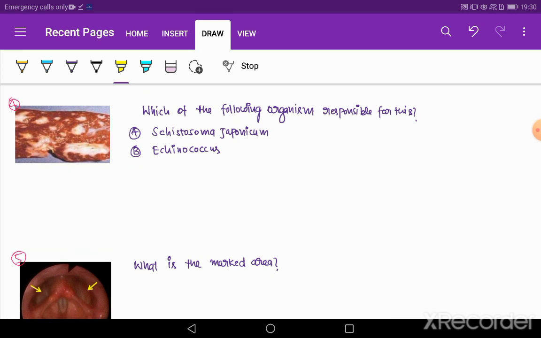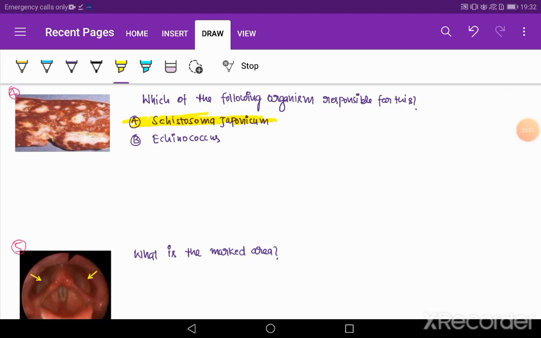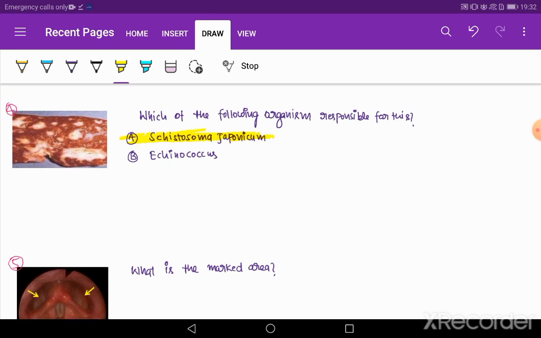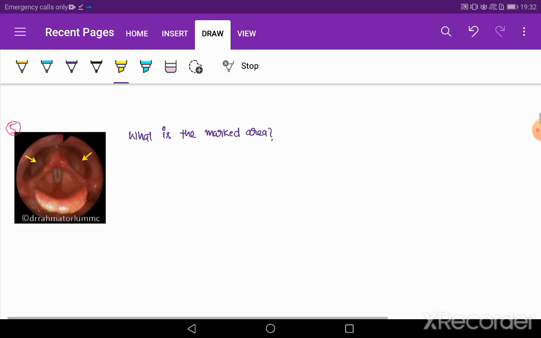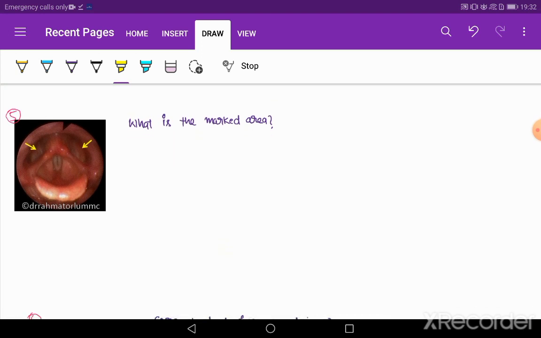Next question, which of the following organisms is responsible for this? Answer is Schistosoma japonicum. The fibrotic thickened portal tracts appear as pipe stems, which confirm the characteristic histopathological appearance of Schistosoma japonicum. So we are leading to our next question. What is the marked area? This is the piriform fossa.